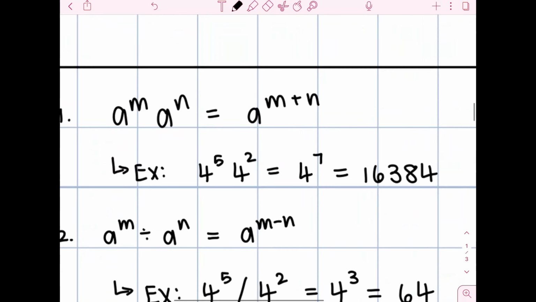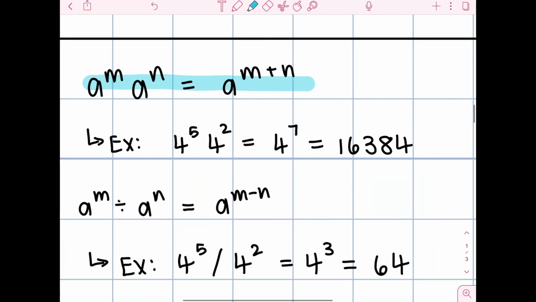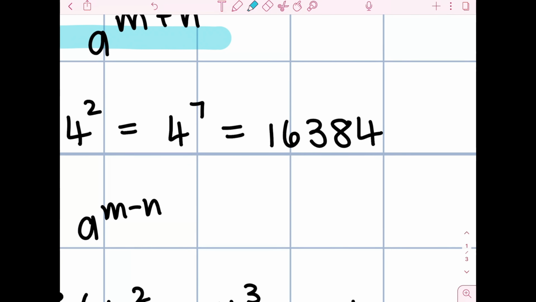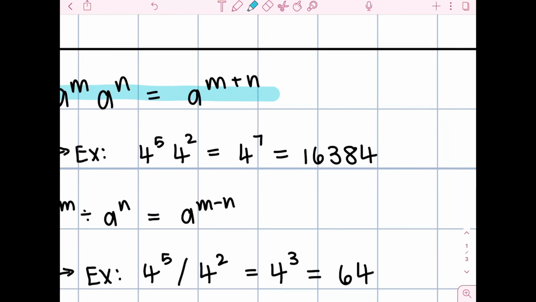The first one we have, a to the power of m times a to the power of n, is equal to a to the power of m plus n. So basically you're just adding up the exponents as long as the base a is the same. Here's an example, 4 to the power of 5 times 4 to the power of 2. We get 4 to the power of 7 since we have 4 to the power of 5 plus 2. And then if you put that in your calculator or solve it, you get the answer 16,384.